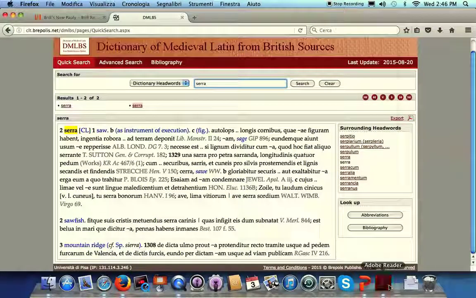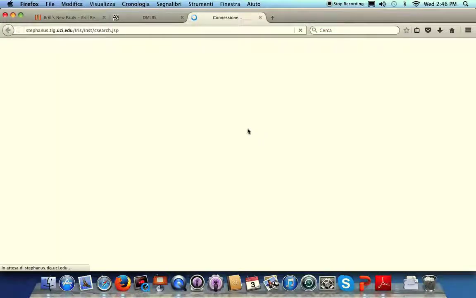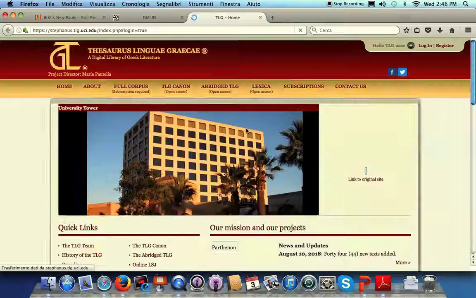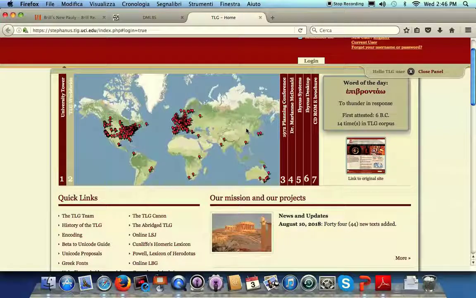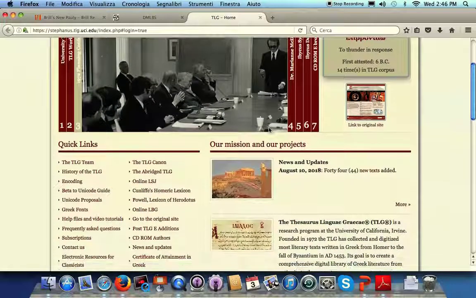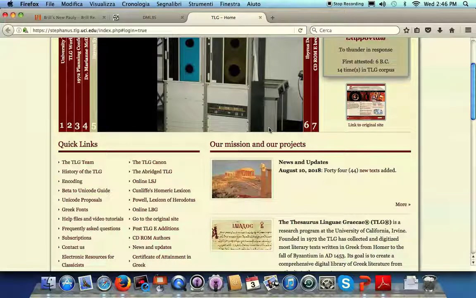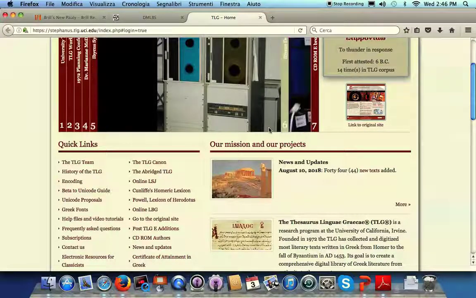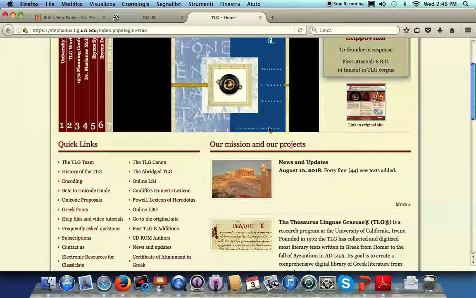Then full-text corpora. For the Greek language, we have the TLG, the Thesaurus Linguae Graecae, which is partly free. It has a TLG canon in open access. Recently they decided that they would like to have logins. You can make a free login at TLG and get access to more data. But you only get access to the entire amount of data they have if your university is subscribed to the TLG. The tools are very useful, and it's really a big collection of Greek texts, by far the biggest in existence, and the search possibilities are quite good.